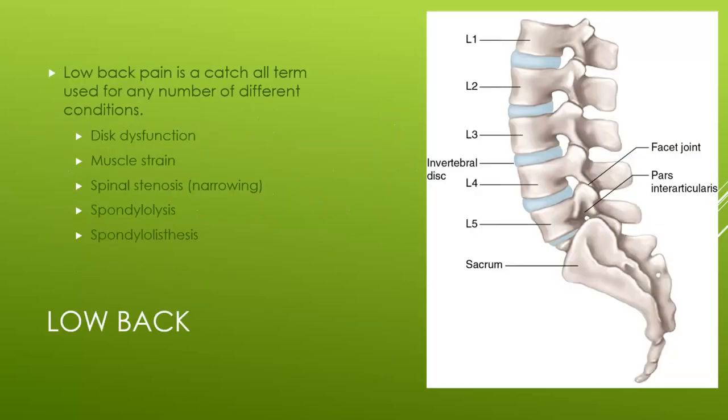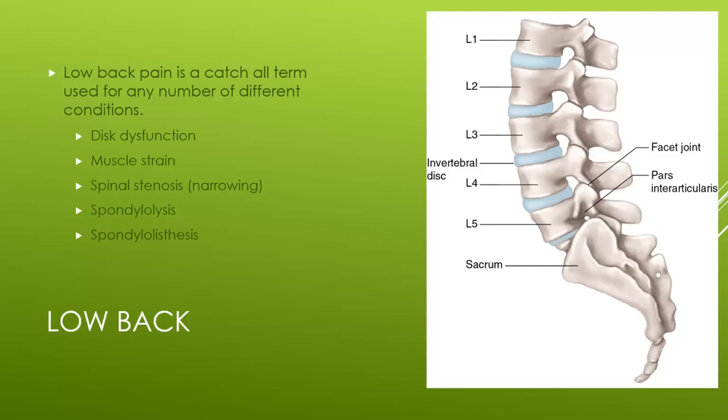If we look at low back pain, it is kind of a catch-all term that encompasses these maladies or issues over here to the left. Dysfunction with the disc, muscle strain, sprains of the connective tissue as well. Spinal stenosis, which is kind of a narrowing of the spinal column, spondylosis, and then spondylolisthesis, which we'll talk about here in a second.